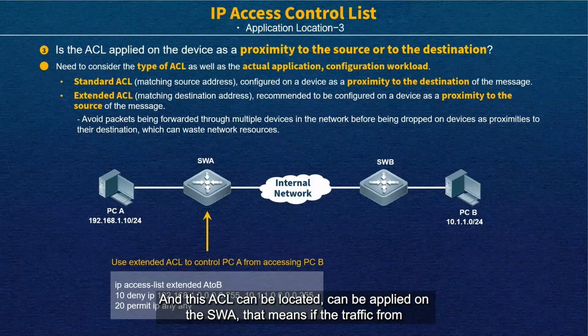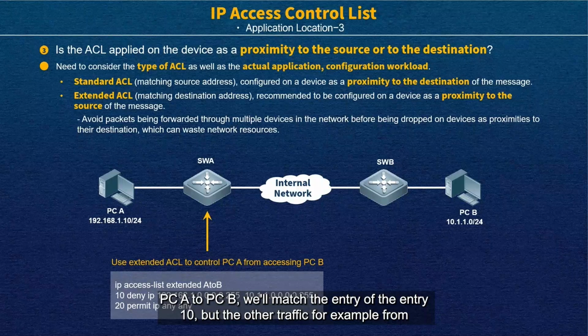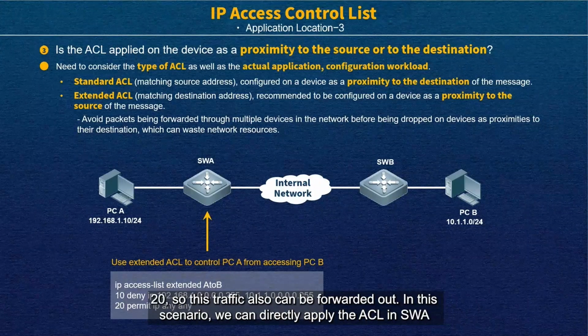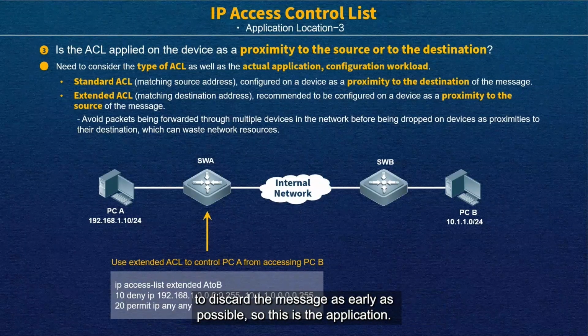That means if the traffic is from PCA to PCB, it will match the entry with sequence number 10. But other traffic, for example from PCA to PCC, cannot match sequence number 10. We will continue to match sequence 20, so this traffic can also be forwarded out. In this scenario, we can directly apply the ACL on switch A to discard the message as early as possible. So this is the application.